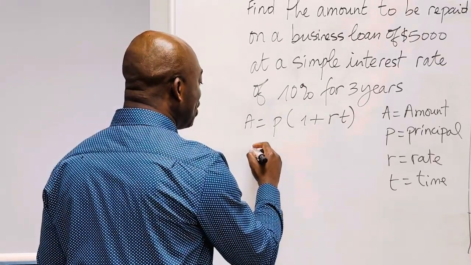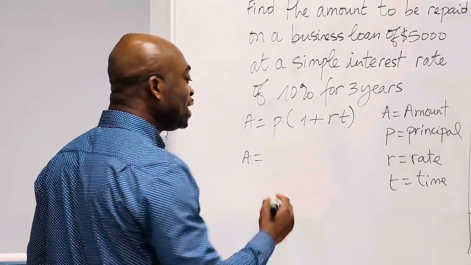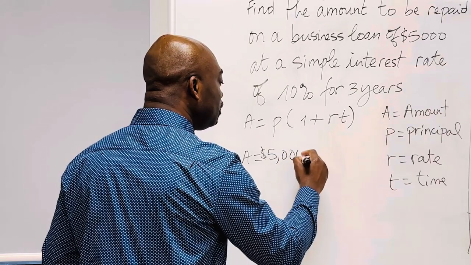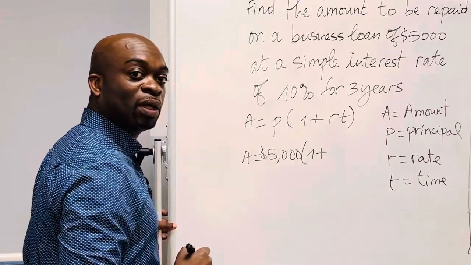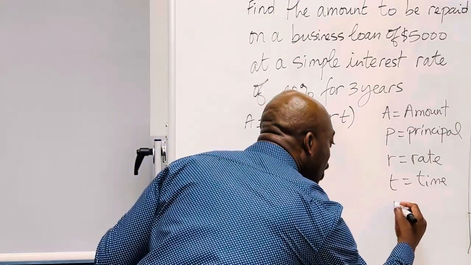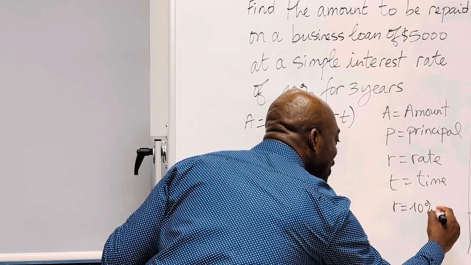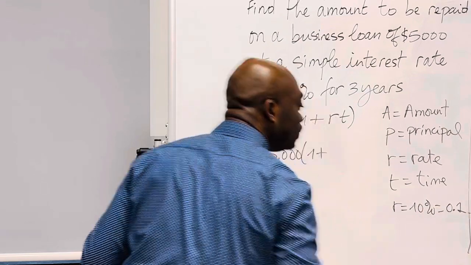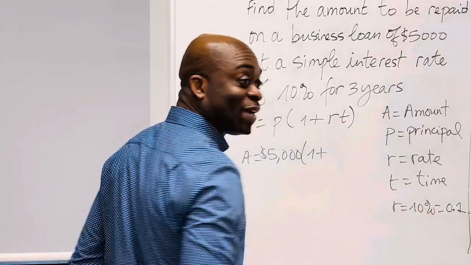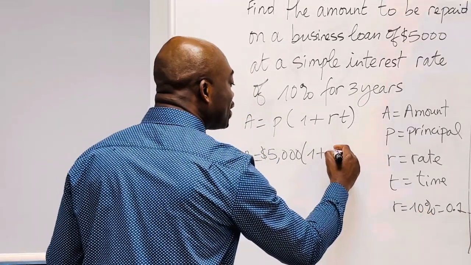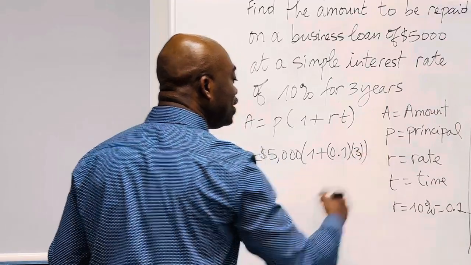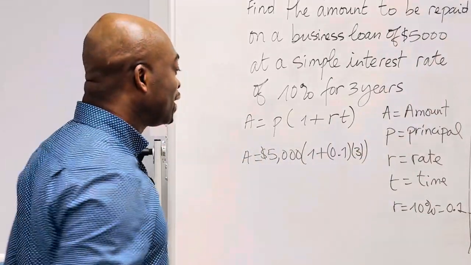So now if you take the problem here, let's say A equals what? P is $5,000 times 1 plus R, which is 10%. 10% is the same thing as 0.1, because we're taking 10 divided by 100. So that would be 0.1 times T, which is 3. So that's what we have.